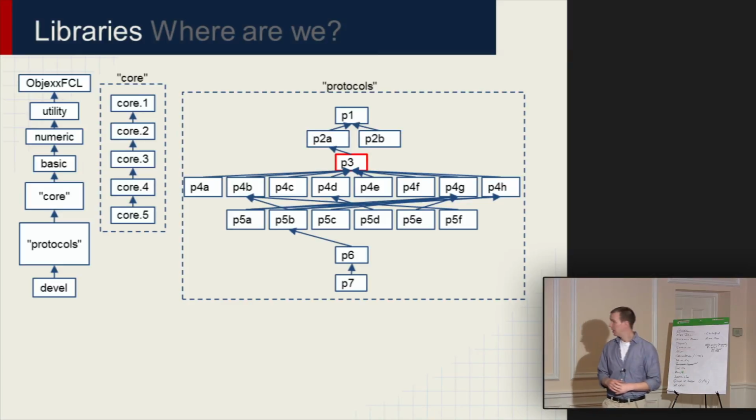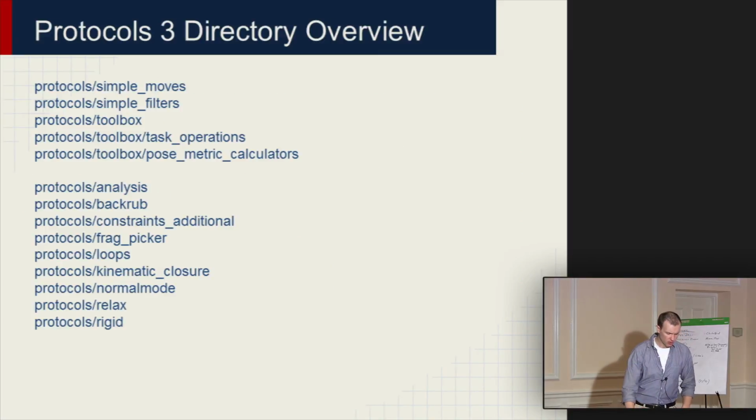So Protocols 3 lives here in the set of protocols libraries, and you can see in the little choke point that it represents that there's probably a lot going on with Protocols 3. You've got a lot of complicated code, and it's all interconnected, and therefore it's not easy to split it apart into separate libraries. So it's a biggie. All right, so what's in Protocols 3?